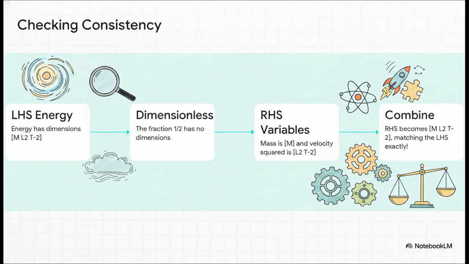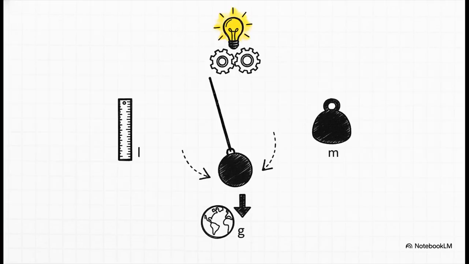Now let's check the right side. That fraction, the 1/2, it's just a number. It has no dimensions, so we toss it out completely. We take our dimension for mass and multiply it by our dimension for velocity squared. When we combine those together, the mass, length, and time dimensions perfectly match the left side. The equation is dimensionally sound. It works! But honestly, just checking math is only the beginning.